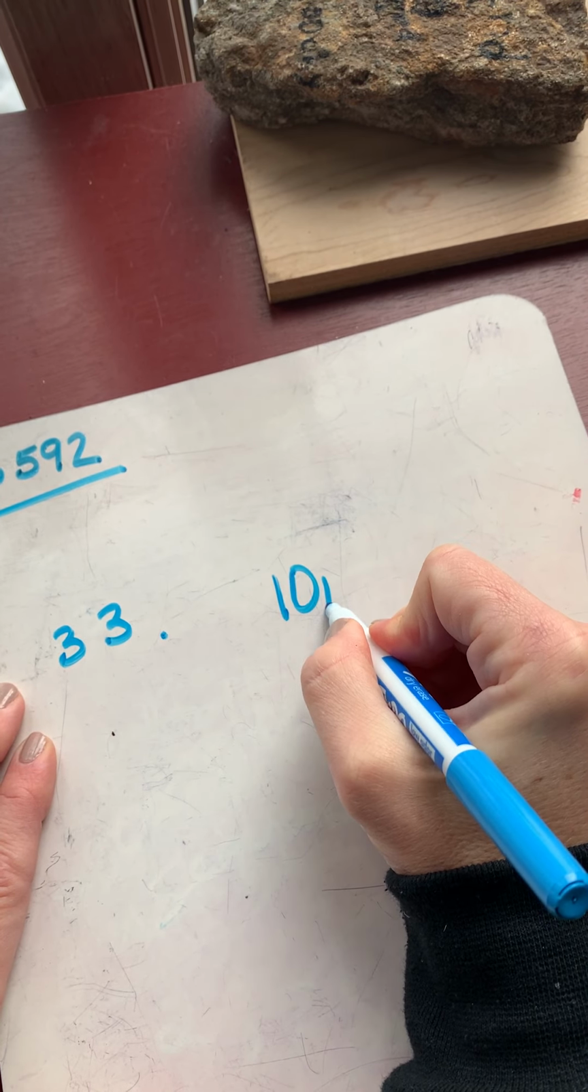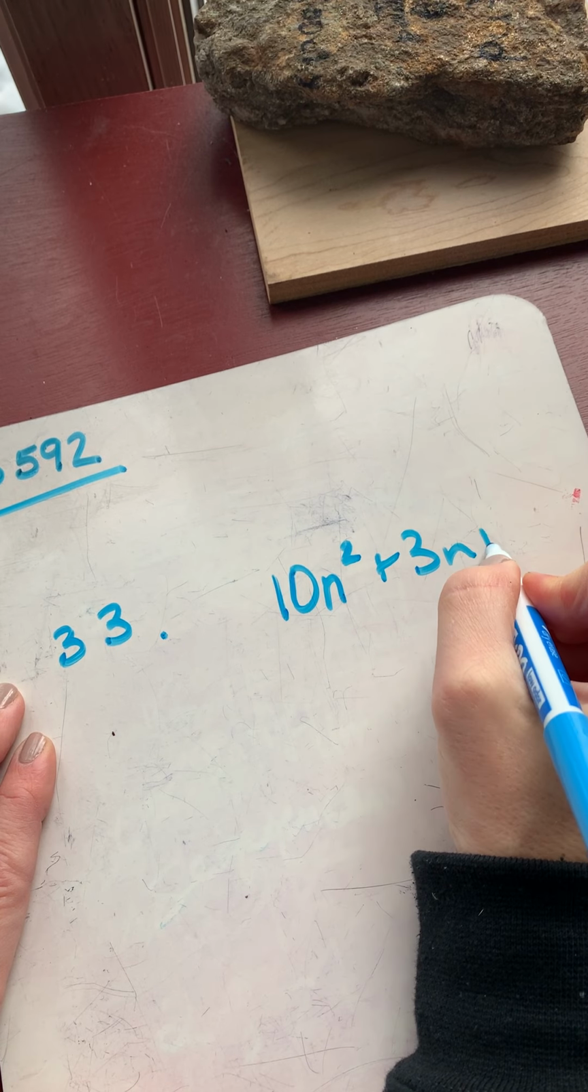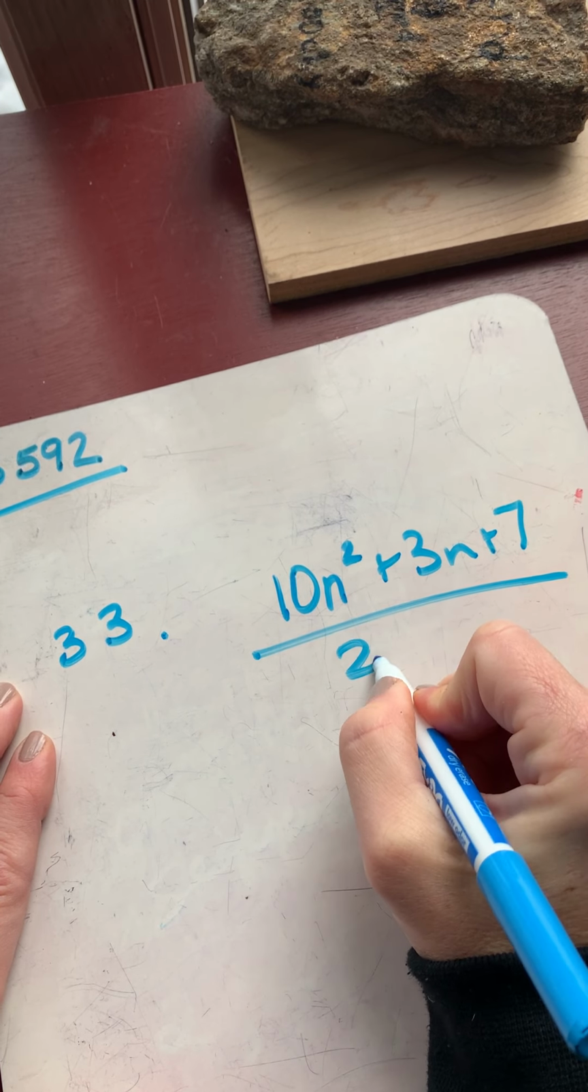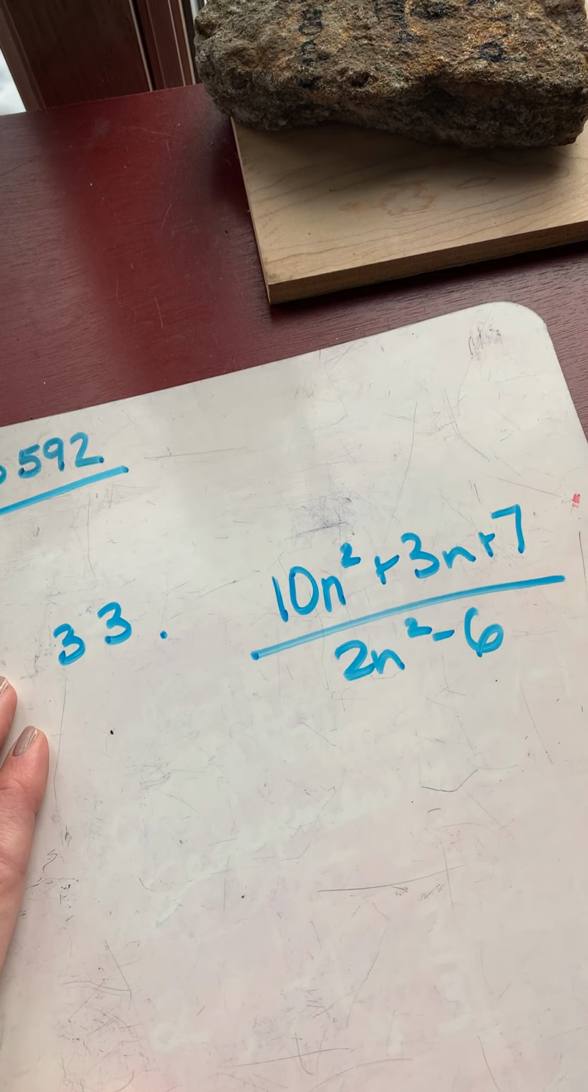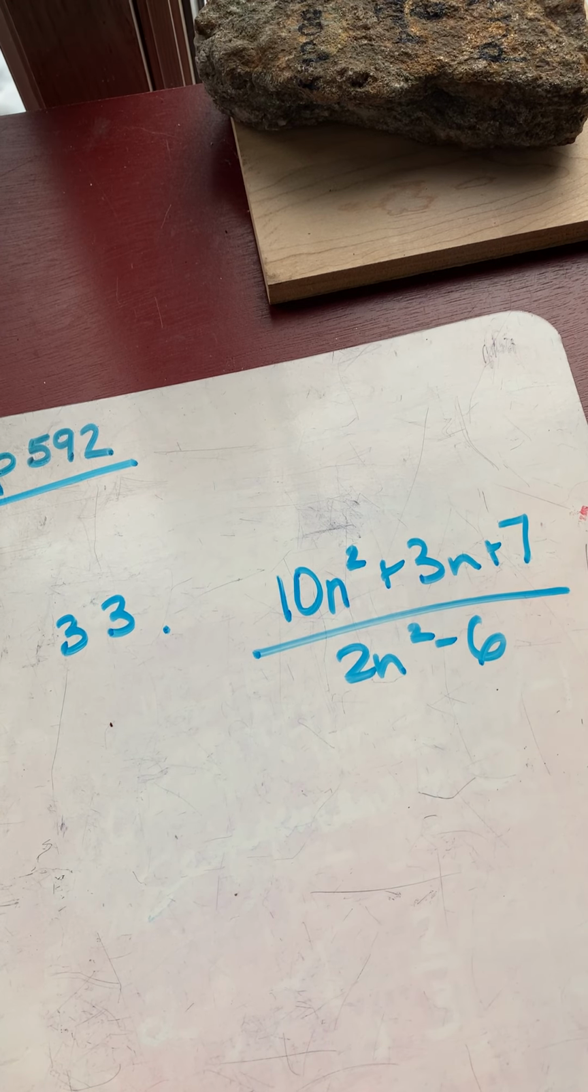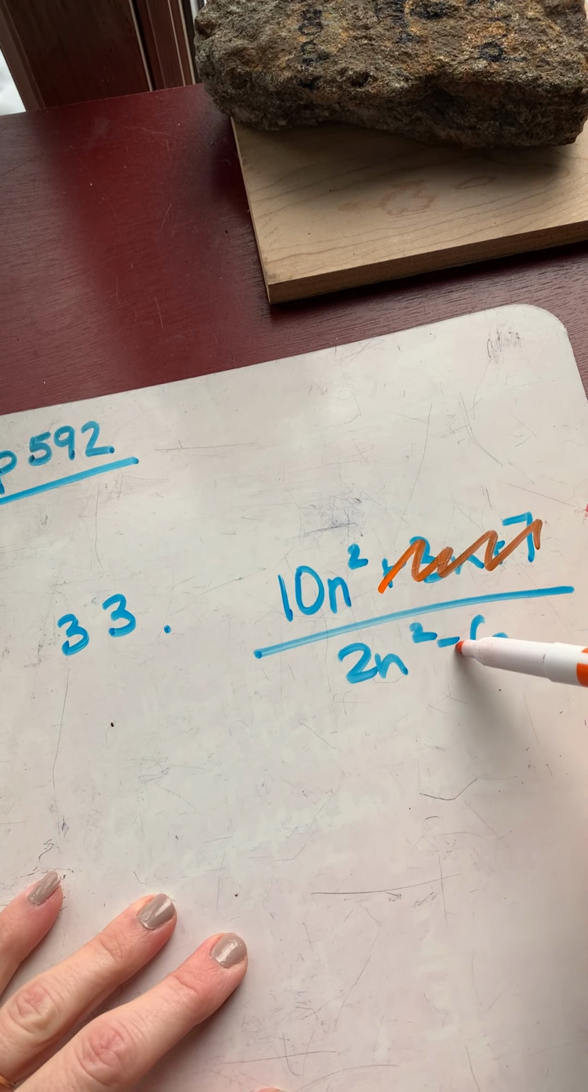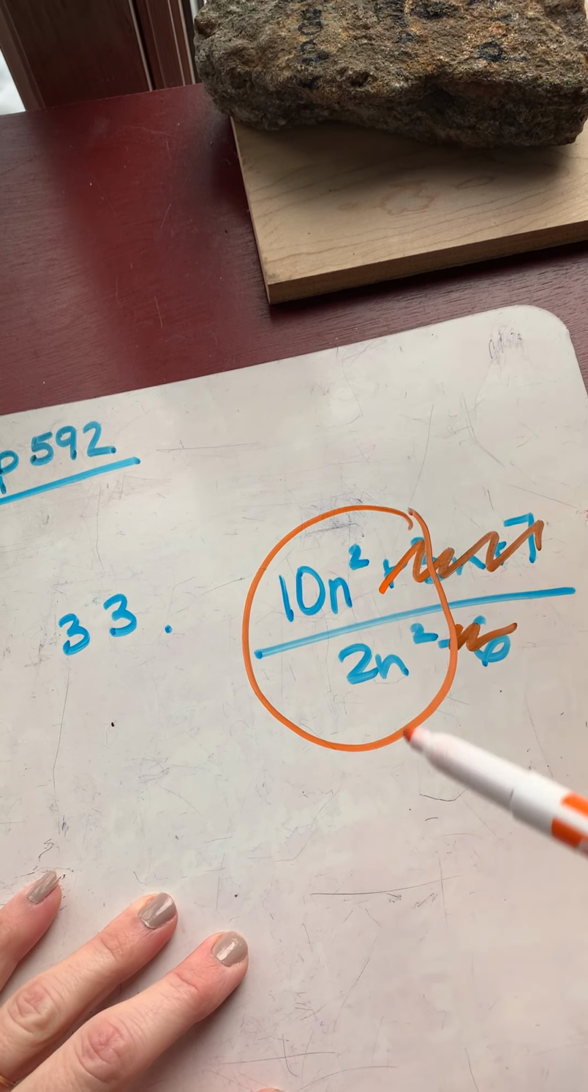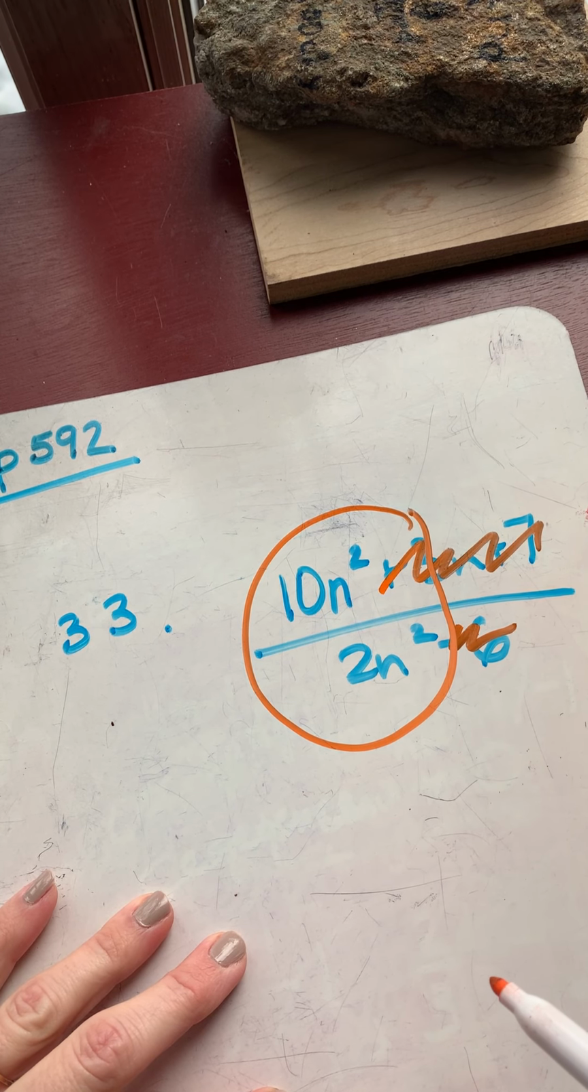So (10n squared plus 3n plus 7) over (2n squared minus 6). First, look at the growth rate. I don't care about any of this. I don't care about this. I'm going to compare the lead terms on the top and bottom.